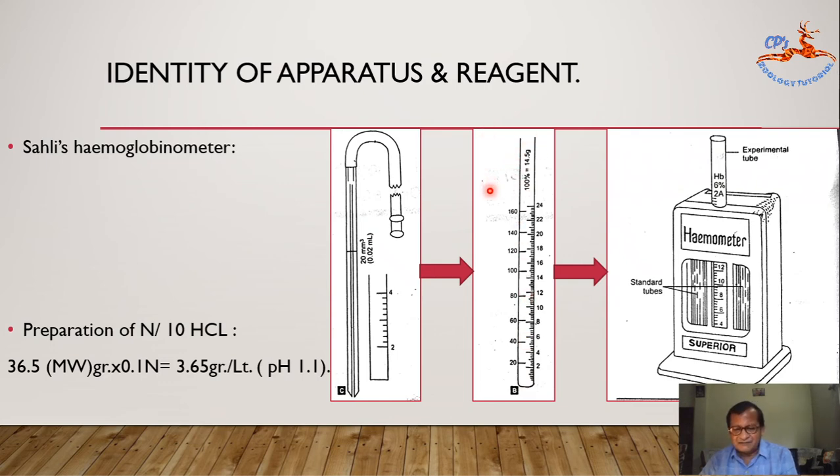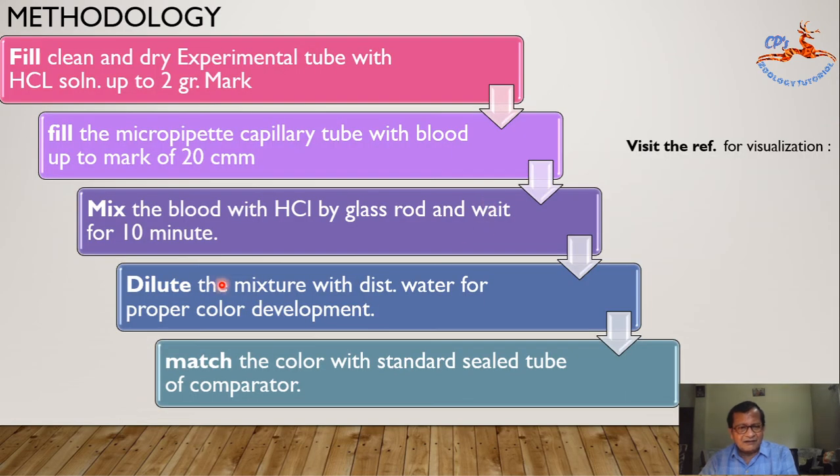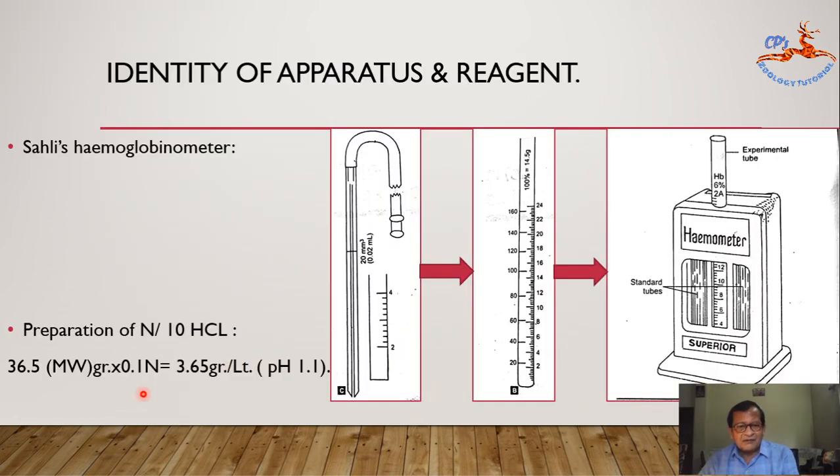After that, mix the blood with HCl using the glass rod and wait for 10 minutes. With the glass rod moving up and down, it is mixed continuously for 10 minutes, and it will help the proper dilution, proper hemolysis of the blood by means of hydrochloric acid. Okay.